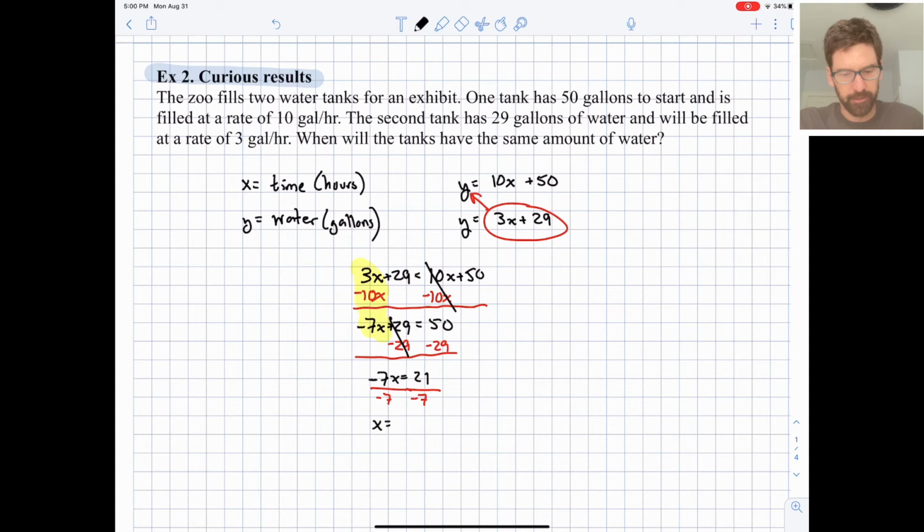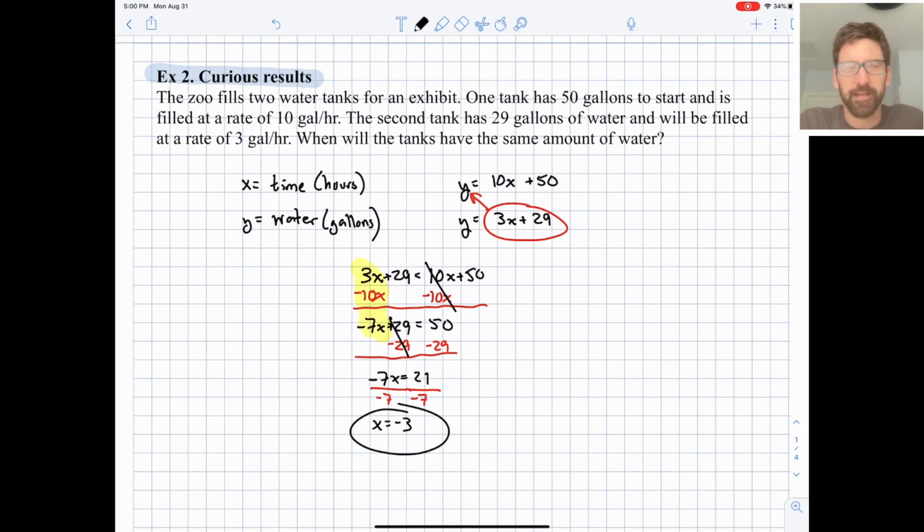Let me write that a little bit cleaner here. So x is negative 3 hours. So the textbook at this point said, it is not possible to have time be negative 3 hours, so the tanks will never have the same amount of water.